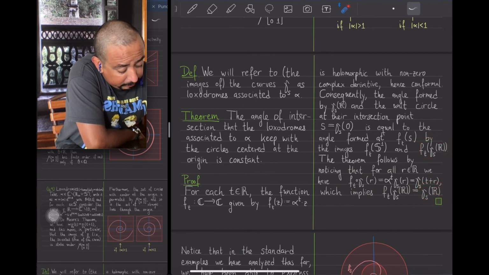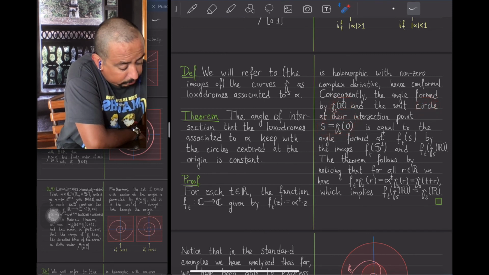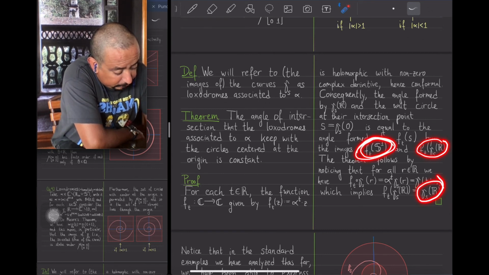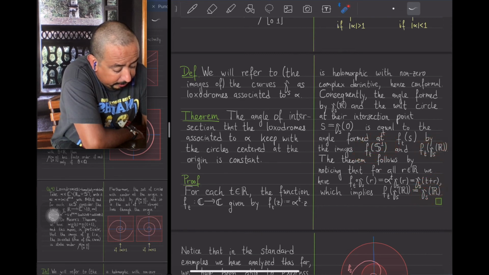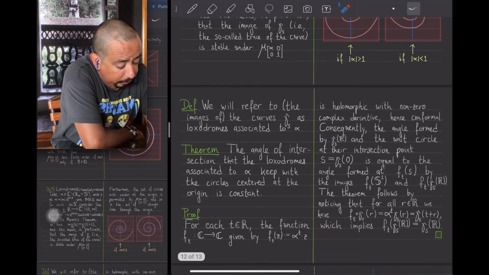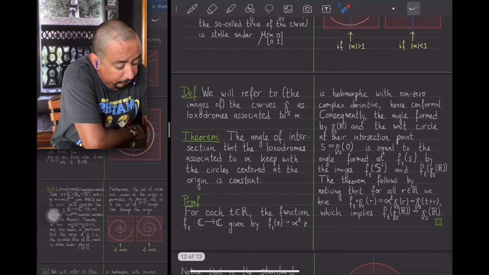So the angle between the unit circle and the original Loxodrome at their point of intersection is equal to the angle at this point, which is the point of intersection between the image of the circle and the image of the Loxodrome, which is this one. So at this point of intersection, the angle is the same as the original angle, and we are done. So I think it's a very nice proof.